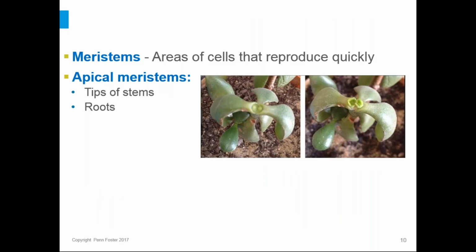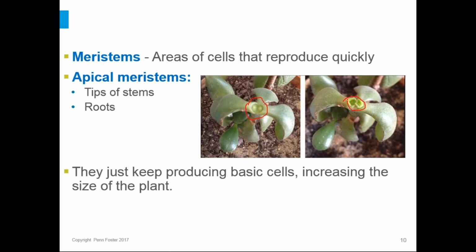And places where plants grow rapidly contain areas of cells that reproduce quickly, and these are called meristems. Specifically, the tips of stems and the tips of roots are called apical meristems. These images here show you the apical meristem at the tip of the stem of a jade plant producing new tissue.